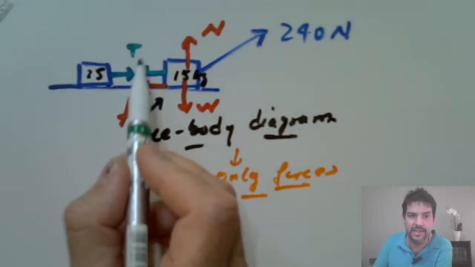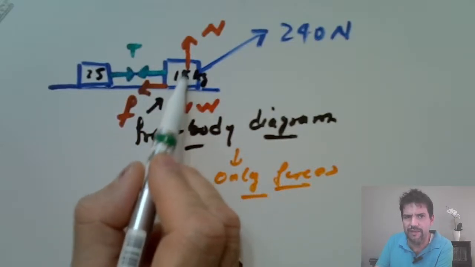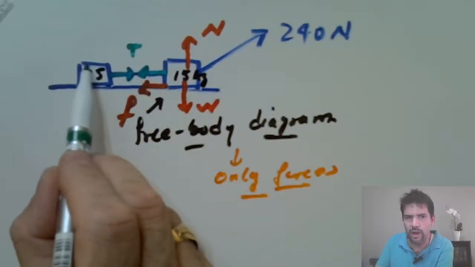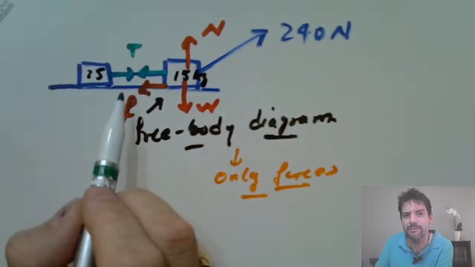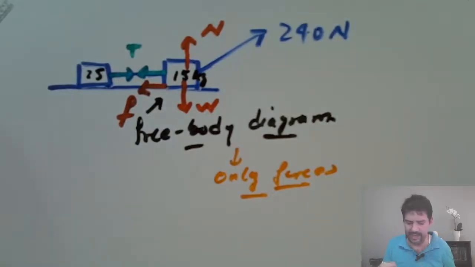This is the same tension. It's the same tension for both objects, but for the one at the front it is in the opposite direction, backward, and for the block at the back, it is forward. That is extremely important. So this is not the free body diagram. This is just a diagram for me to look at what forces are there.